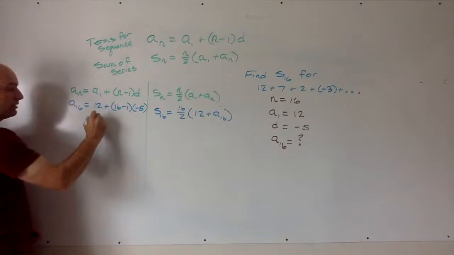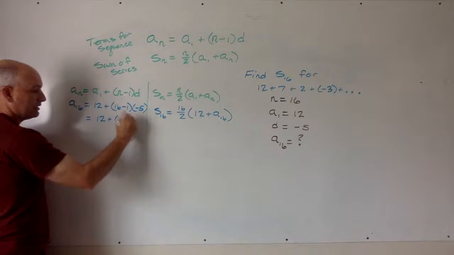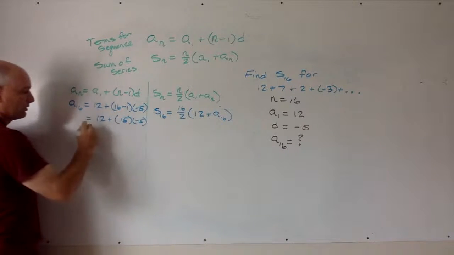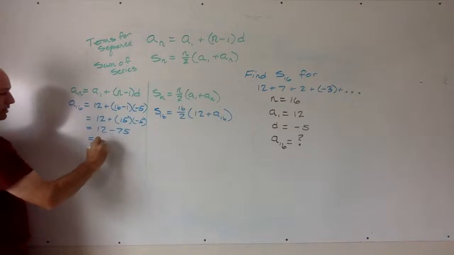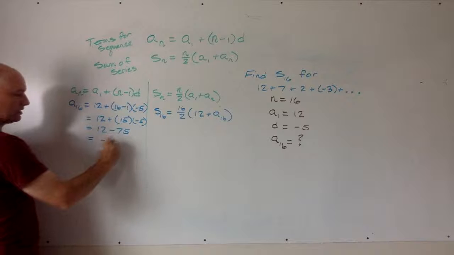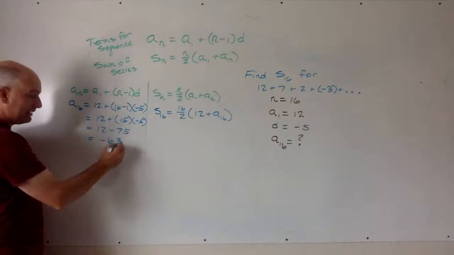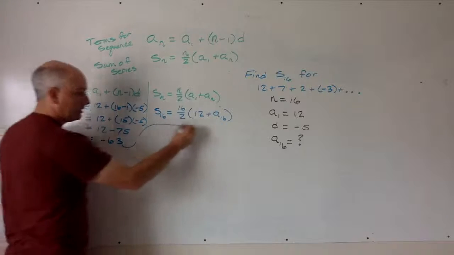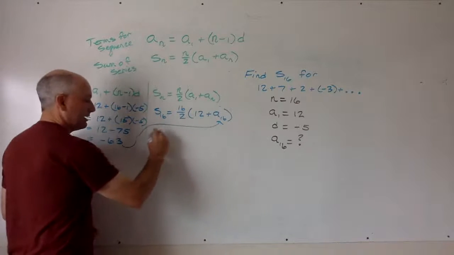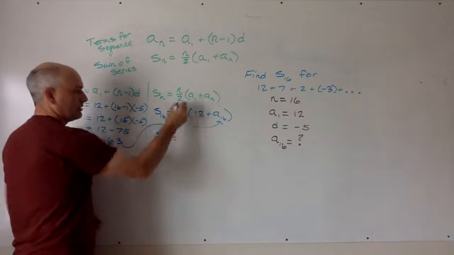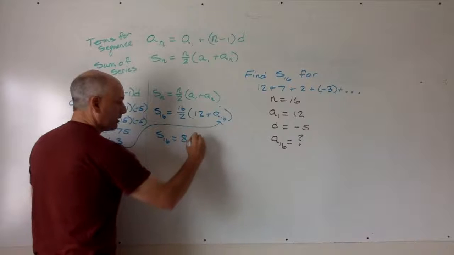So doing the math, 12 plus 15 times negative 5, which is 12 minus 75, which is going to be a negative 63. Okay. Now I've got my a sub 16 that I can put in here. So S sub 16, 16 over 2, I'm just going to go ahead and do that division of 8.